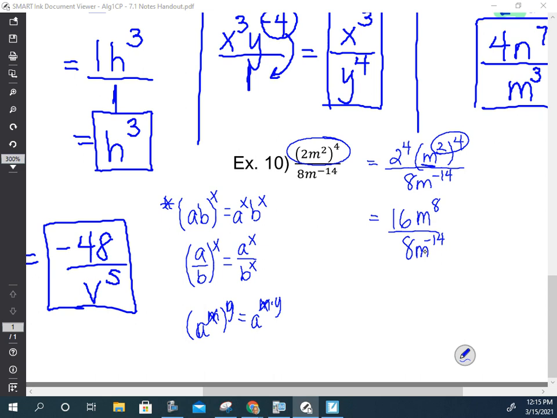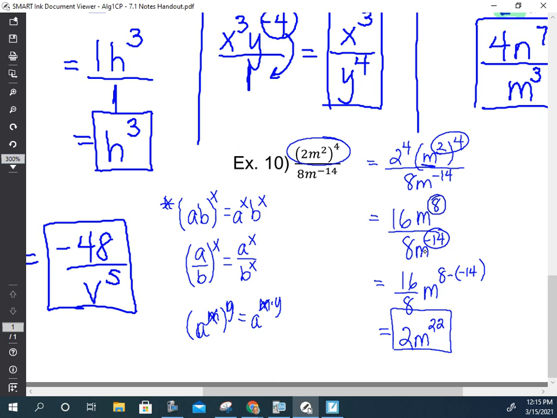So that's all well and good. You still have to simplify that because you can't have two of the same variable. 16 divided by 8 takes care of itself. That's 2. And then you have 8 minus negative 14. 8 minus negative 14 gives you m to the 22nd power. So you finish up with 2m to the 22nd power. Since you ended with a positive exponent, there's nothing that you need to change. There's absolutely nothing that you would need to change there.